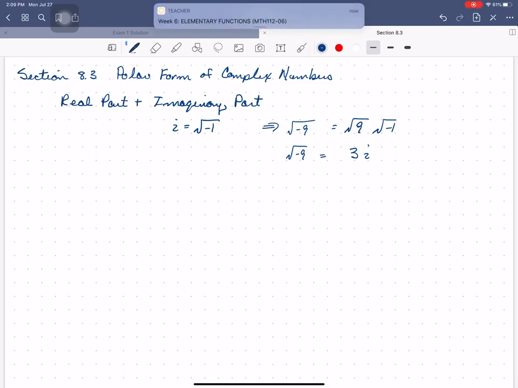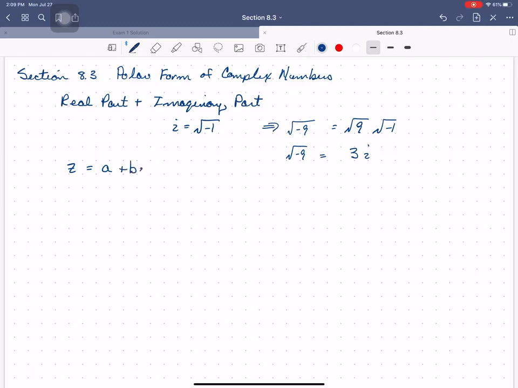Now a complex number, typically, we write as z, which is just a complex number, and that equals a plus bi. a is the real part, bi is the imaginary part.